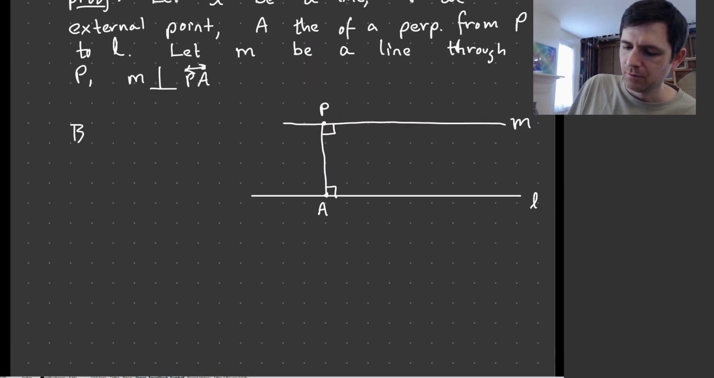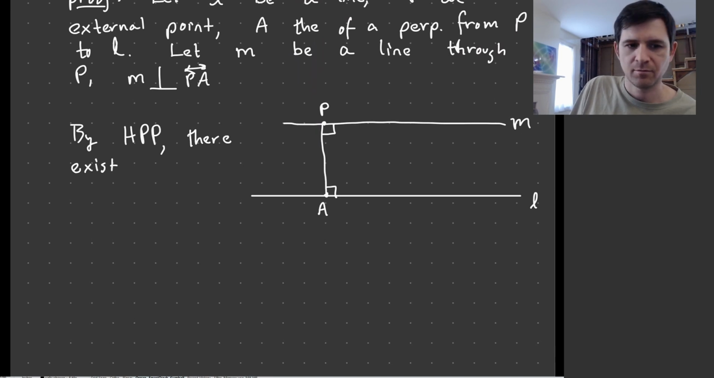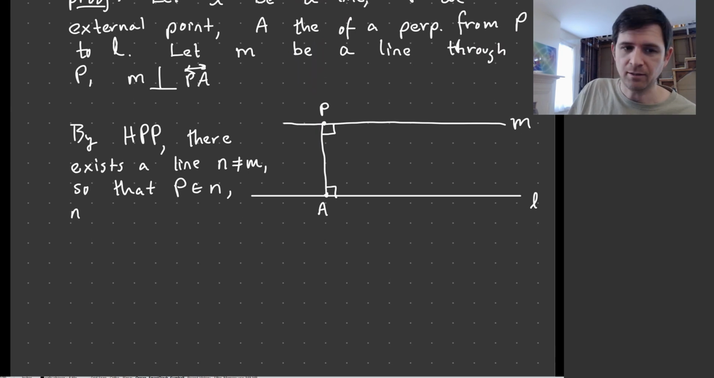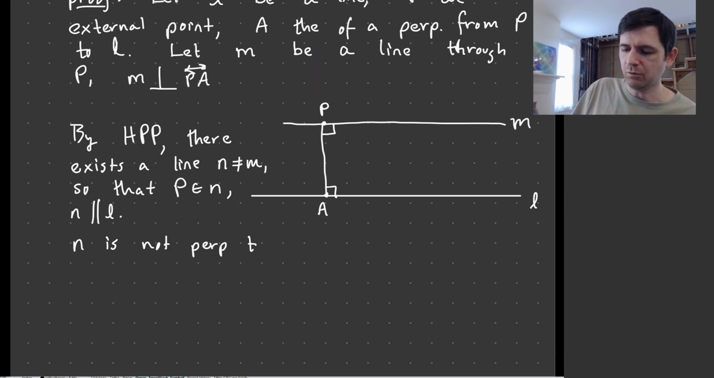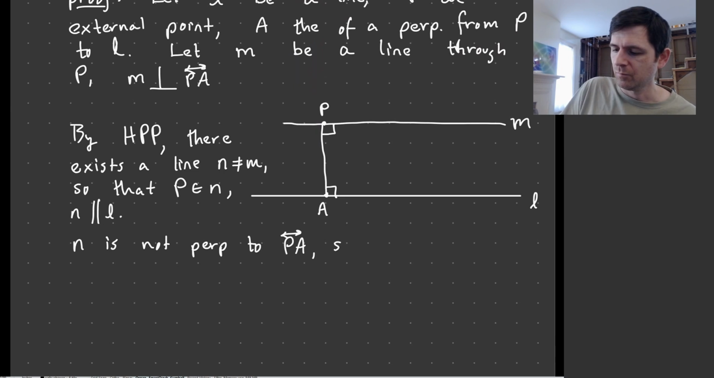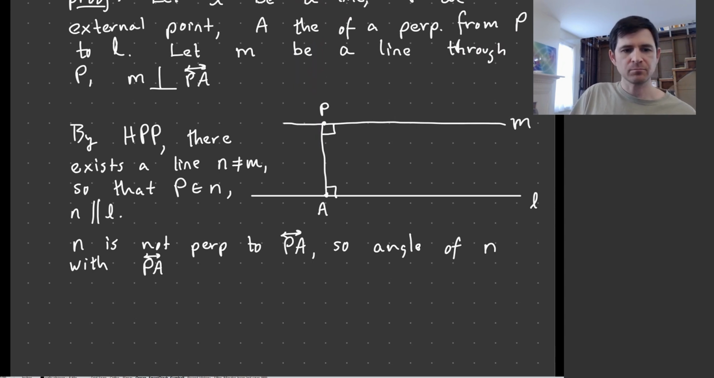So by the hyperbolic parallel postulate, there exists a line N not equal to M, so that N passes through P and N is parallel to L. N is not perpendicular to PA, because if it were, it would just be M, and we know it's not M. So the angle of N with PA is less than 90 on one side.